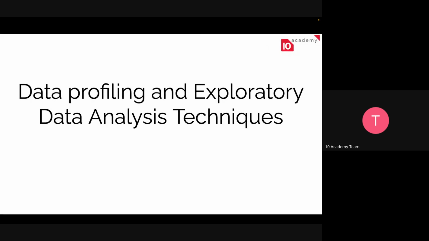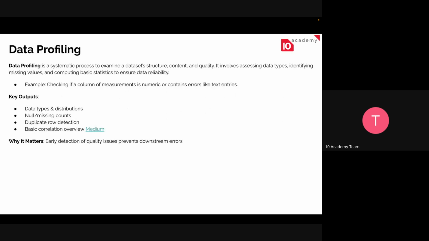So data profiling and exploratory data analysis or EDA techniques. We're going to be taking a look at this, and we will also see some examples. I'm going to be using one of the well-known data sets, which is the iris data set, the data set on flowers. We will also be having a demo session on that specific data set for this session. Okay, so let's start.